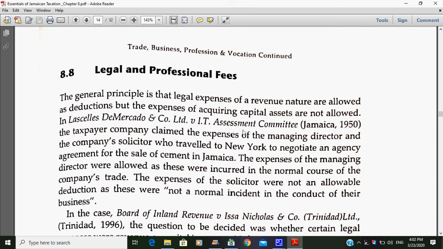Committee. A taxpayer company claimed the expenses of the managing director and the company's solicitor who traveled to New York to negotiate an agency agreement for the sale of cement in Jamaica. The expenses of the managing director were allowed as these were incurred in the normal course of the company's trade. The expenses of the solicitor were not an allowable deduction as these were not a normal incident in the conduct of their business. Alright.